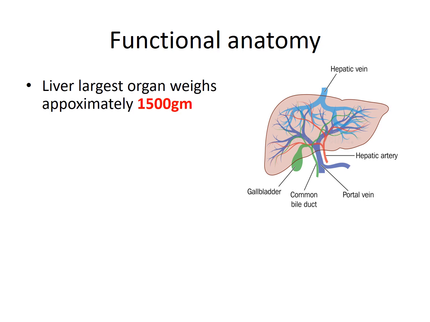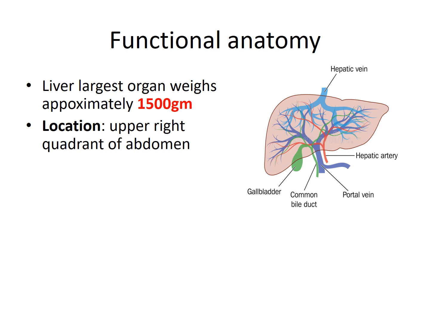In adult, it weighs approximately 1500 grams. This liver is located in the upper right quadrant of the abdomen, and I say that it is strategically located. Why? Because it is located between the splanchnic circulation and the systemic circulation. So the blood which is coming from the splanchnic circulation is rich in nutrients. Pancreas, spleen, gut, the blood that is coming will go to the liver. The nutrients will be metabolized in the liver and then released into the systemic circulation.